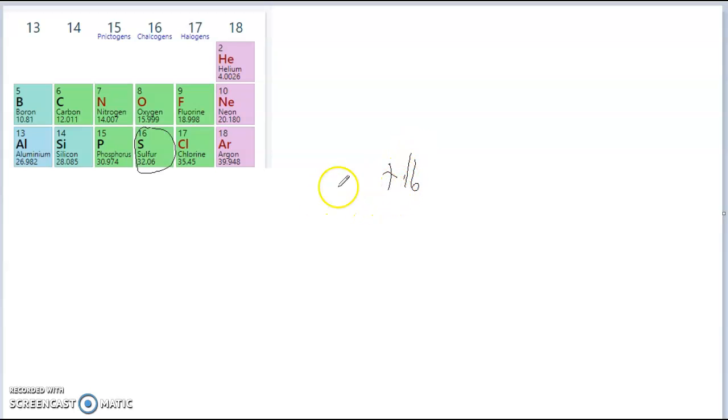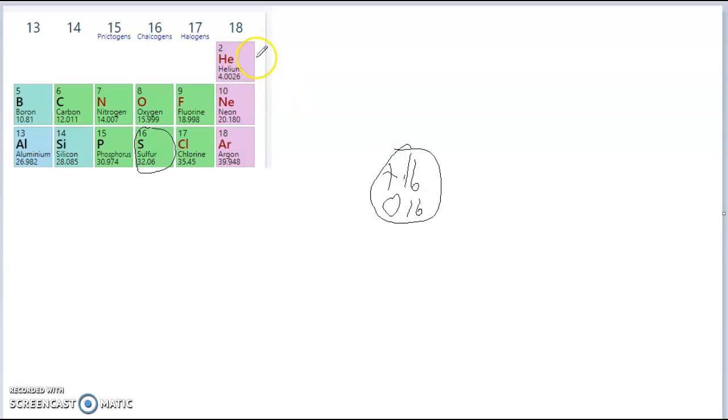Alright, for neutrons, I know that protons plus neutrons equals my mass. I'm going to round my mass down here. 32 is closer to 32 than it's 33, so it's going to be 32. So I know 16 plus my neutrons will equal 32. I'll represent my neutrons with a 0 because they have no charge. That number is also 16. Great, so here's my nucleus.